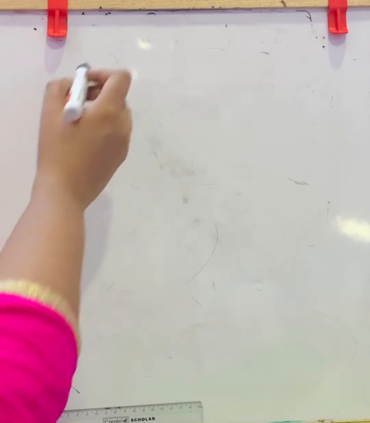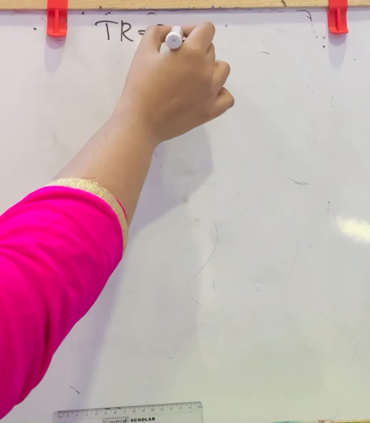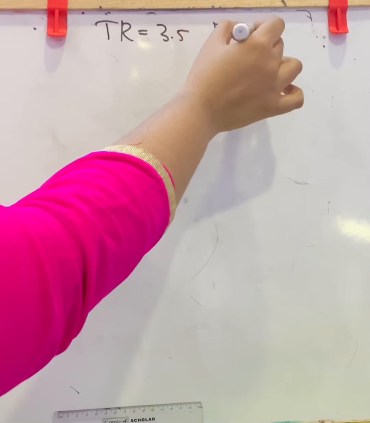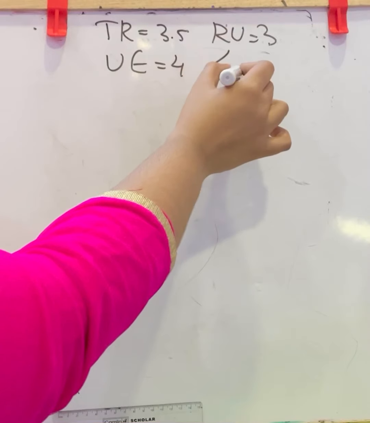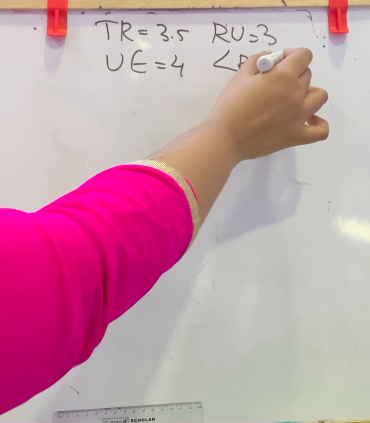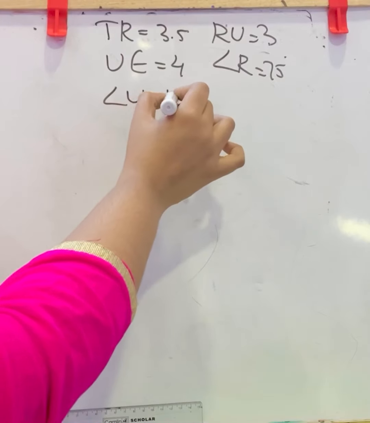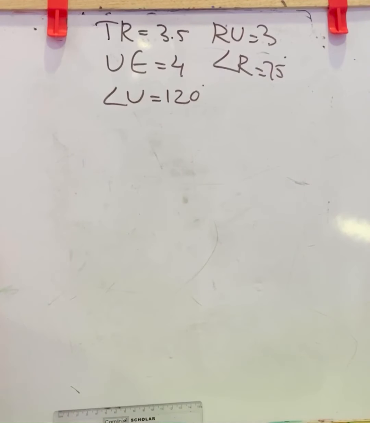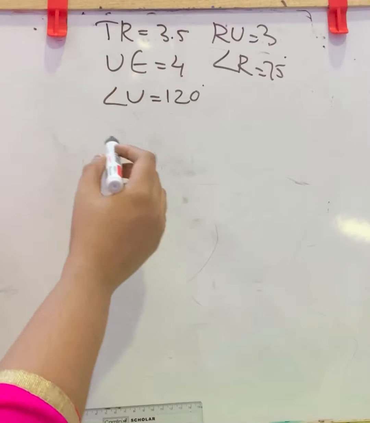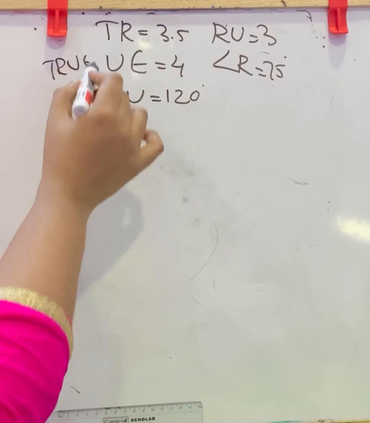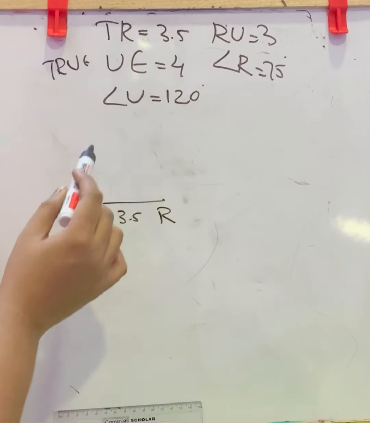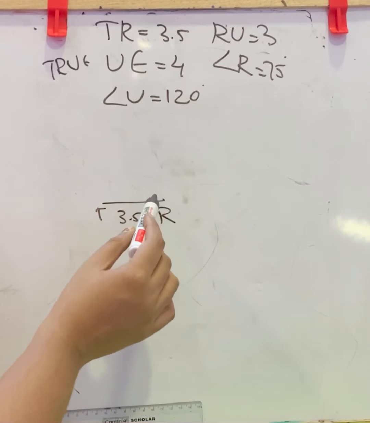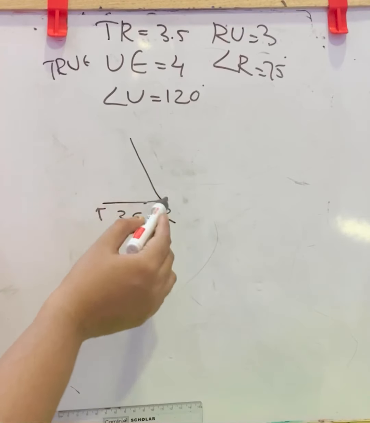Next, construct quadrilateral TRUE. TR equal to 3.5 centimeter, RU equal to 3 centimeter, UE equal to 4 centimeter, angle R equal to 75 degree, angle U equal to 120 degree. So first we will draw a rough figure. Quadrilateral is TRUE, TR is 3.5 and here angle R is 75. Let this be 75. Extend it.